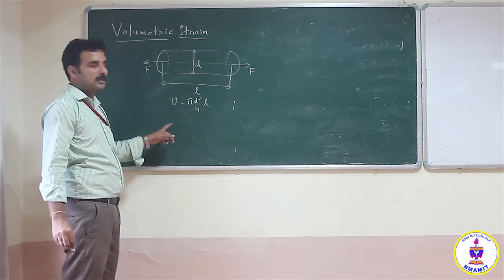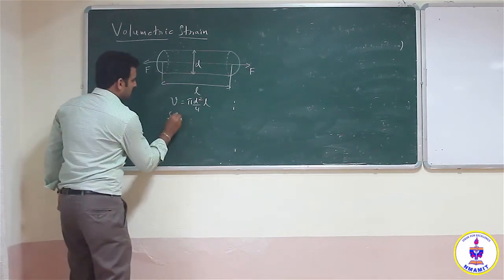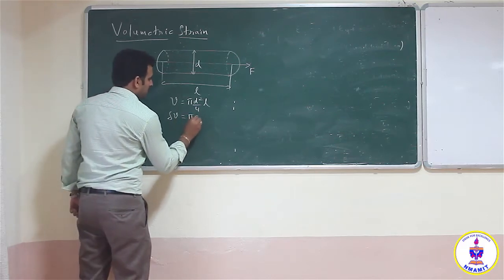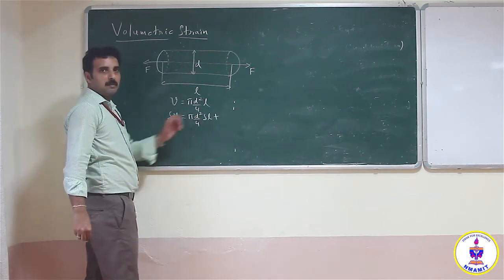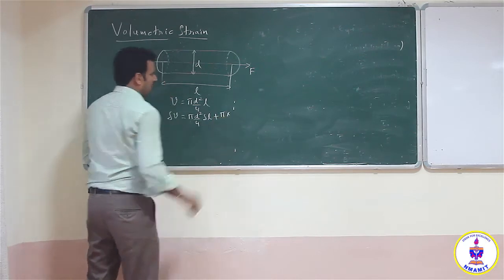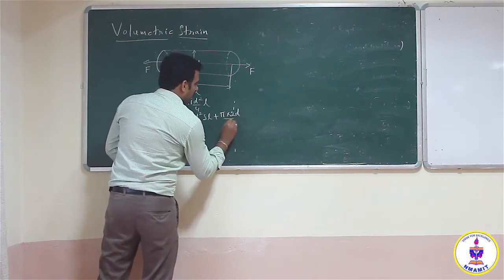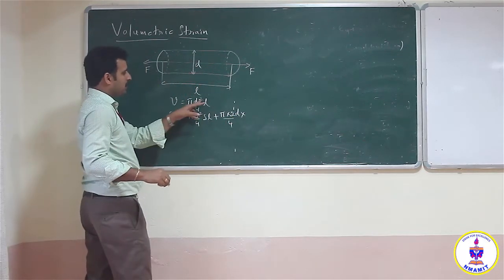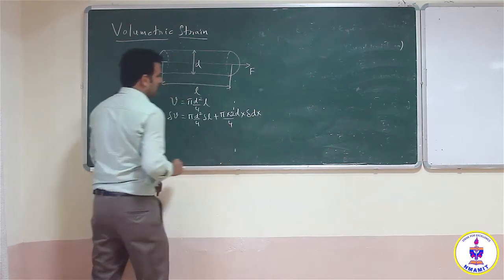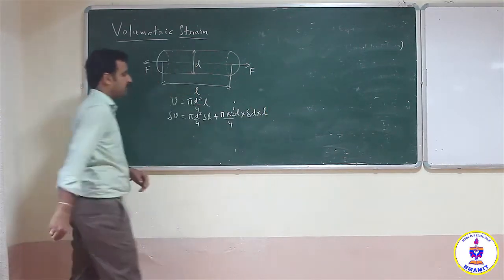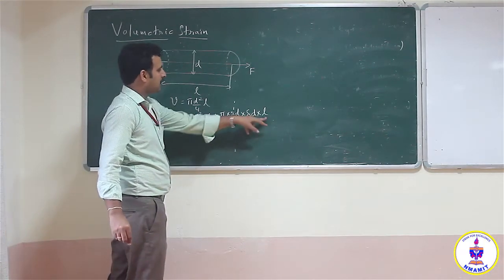So, for the change in volume, there is a change in diameter by keeping length constant, and a change in length by keeping diameter constant. So delta V equals pi d square by 4 into delta L. That is, I have kept D constant by varying the length. Now I will vary diameter by keeping L constant. So differentiation of D square is 2D, so pi by 4 into 2D into delta D into L. I have varied delta L by keeping D constant, and varied diameter by keeping length constant.